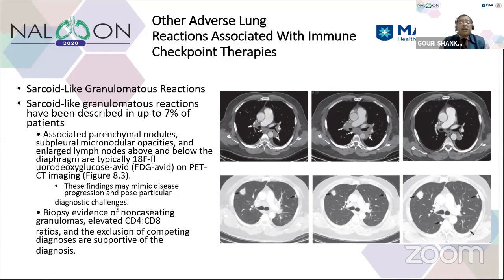The other adverse lung events are, one is a sarcoid-like granuloma. I want you all to remember this, specifically if you see nodular shadows and you see a lymphadenopathy, you have a macronodular pattern. Do remember you need a biopsy to diagnose sarcoid, because the approach to sarcoid treatment is different and not that of a pneumonitis.